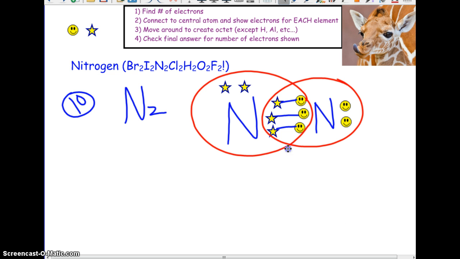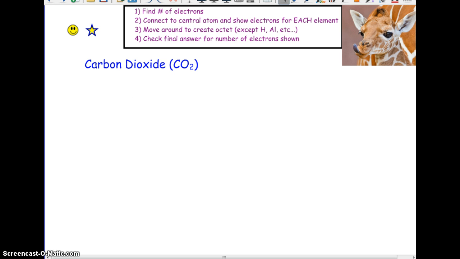Now you can see around the N on the left, there's 2, 4, 6, 8 electrons. The one on the right has 2, 4, 6, 8 electrons. They have 6 that they're sharing. And count up, make sure there's 10 shown at the end. 2, 4, 6, 8, 10. Move on to the next one.